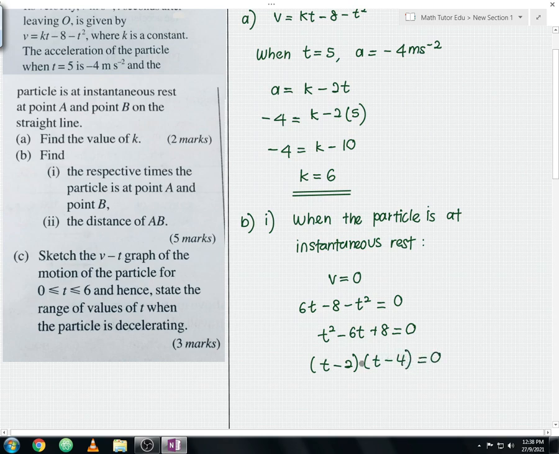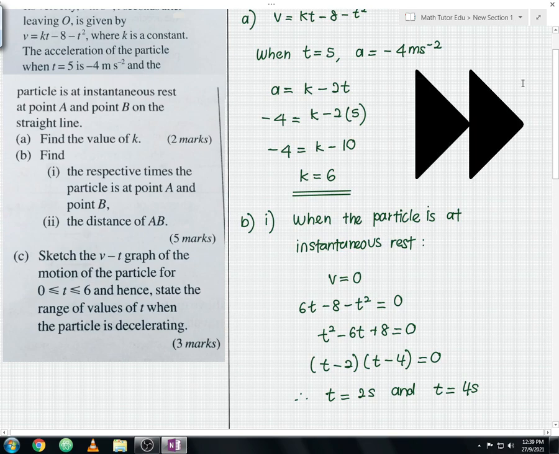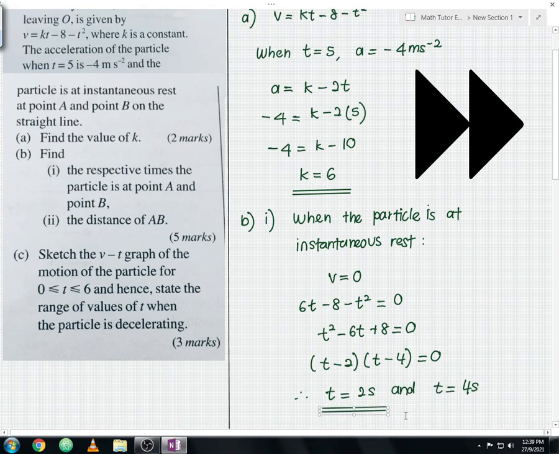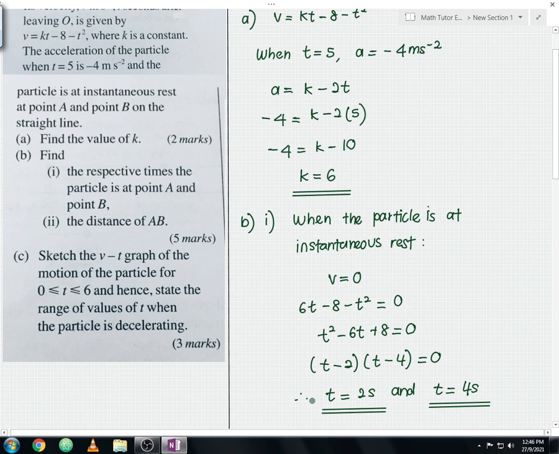So from here you have two possible answers, where your t is equals to 2 seconds and t is equals to 4 seconds. Okay, so let me underline the solution for the question B part 1. So from here we know that when your particle travels to point A, your time will be equals to 2 seconds, and when your particle travels to point B, your time will be equals to 4 seconds. Okay, so I hope this explanation is clear to you.